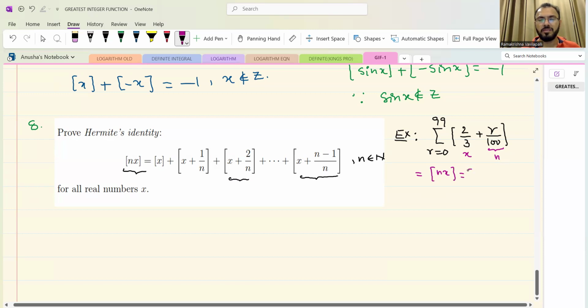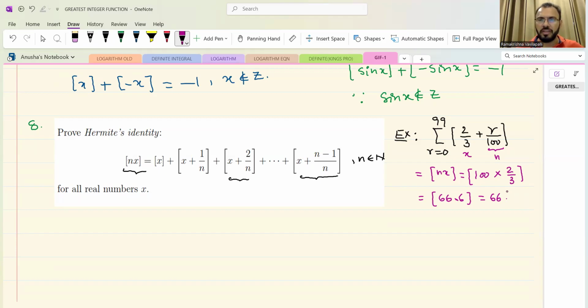So n is nothing but 100, x is nothing but 2 by 3. So this is equal to 66.6. So the integral part of 66.6 is equal to 66. That's it. Very simple.